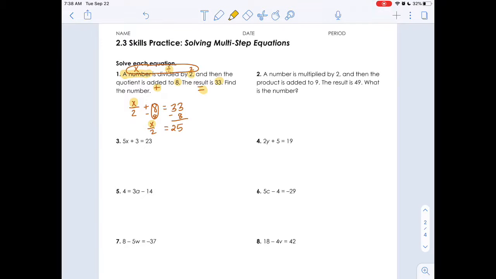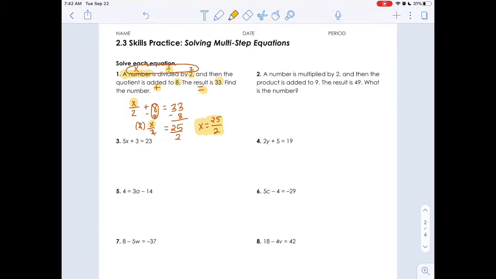If x is being divided by 2, I can undo that divide by 2 by multiplying by 2. If I multiply by 2, these will cancel and give me a 1x, which is the same as x. And if I multiply by 2 over here, 25 times 2 is 50. So x equals 50.